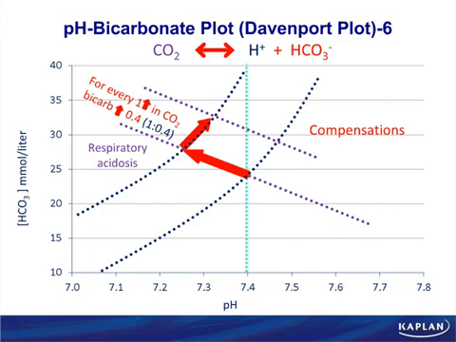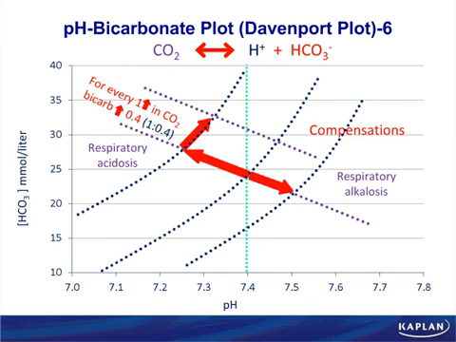Going the opposite direction, this represents an acute respiratory alkalosis. We're moving along the respiratory buffer line to a higher pH and a lower bicarb. So this is an acute disturbance. What does the kidney do?